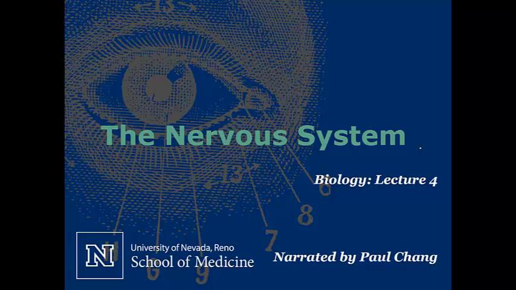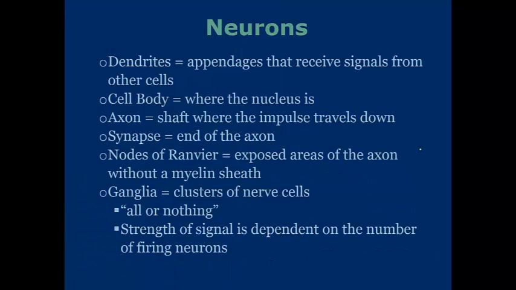Biology Lecture 4, The Nervous System. For the next lectures in the series, we're going to be talking about biological systems in the human body, starting first with this one. We have to start, when we're talking about the nervous system, with the neuron, which is the base unit of the system.